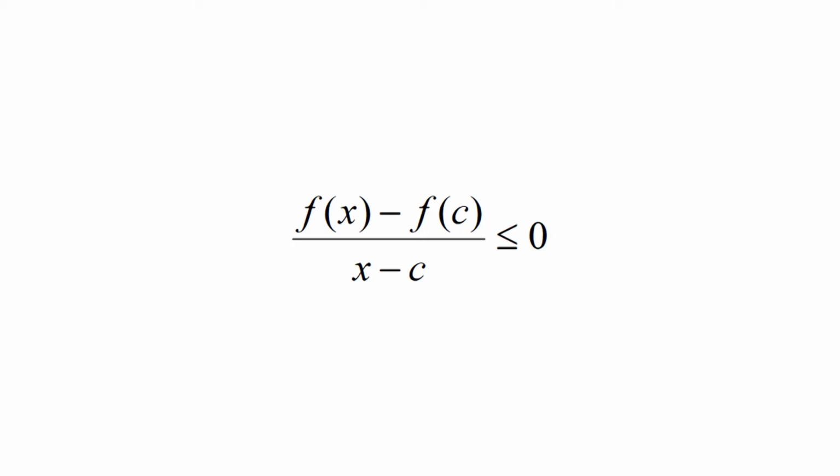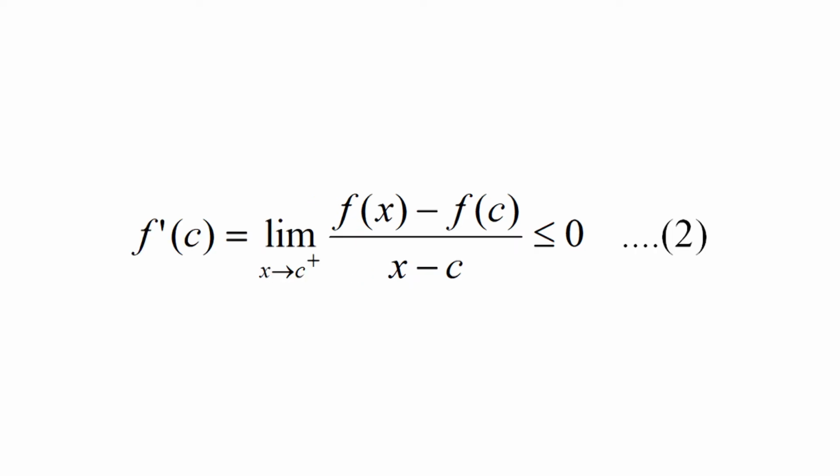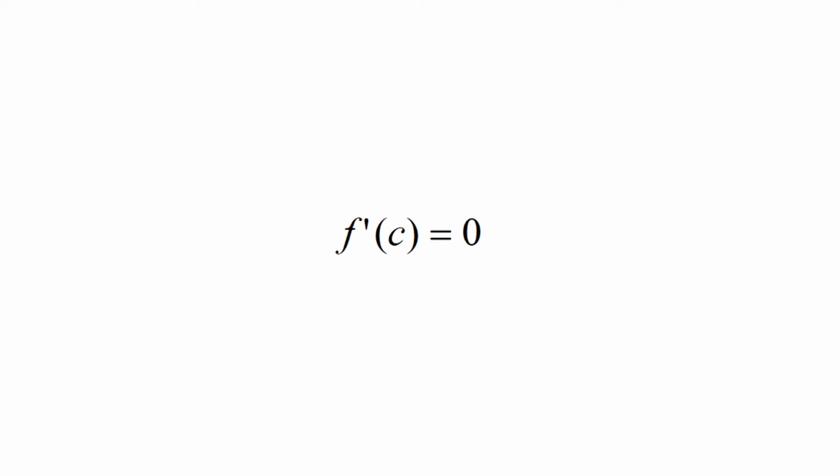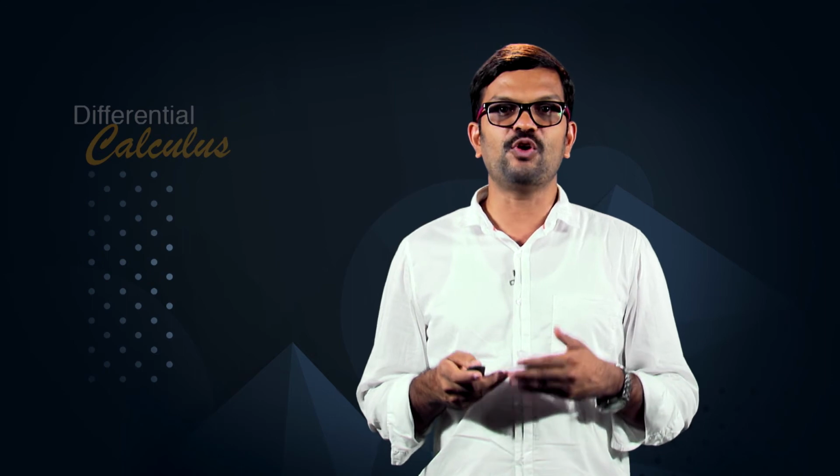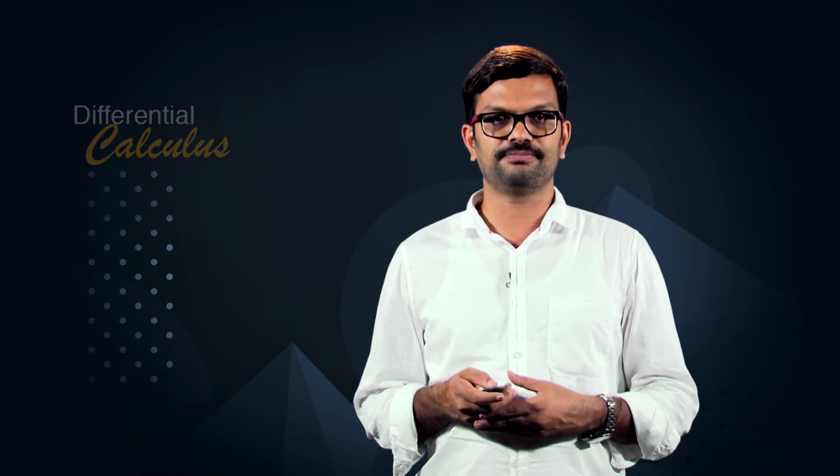Similarly, for x greater than c and x sufficiently near to c, we get (f(x) minus f(c)) upon (x minus c) is less than or equal to 0. So that f dash of c is equal to limit x goes to c plus of (f(x) minus f(c)) upon (x minus c), which is less than or equal to 0. Equation 2. From 1 and 2, it follows that f dash of c is equal to 0. We have an analogous proof if f has a local minimum at x equal to c.